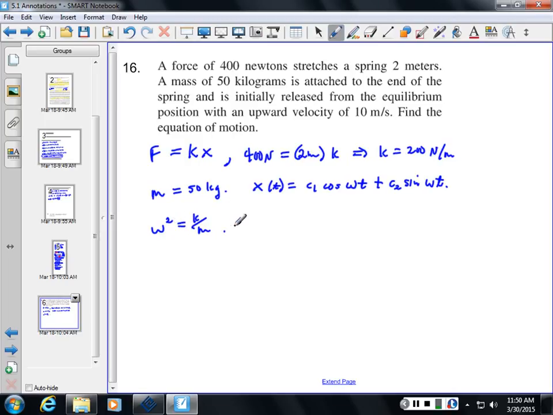Now look at the initial conditions. Let me ask you about that. It says it's initially released from the equilibrium position with an upward velocity of 10 meters per second. Well, let me first ask this question. When it says it's released initially from the equilibrium position, what's the initial position? 0. Very good. And then it says the initial velocity is upward. So what does that say about the 10 meters per second? It's negative. You got it. Okay. Well, you should be able to finish the rest of that.